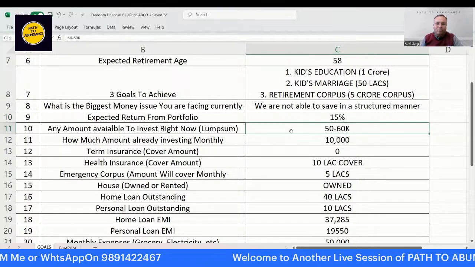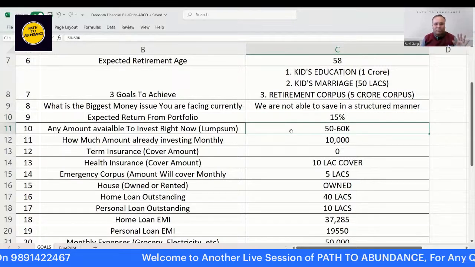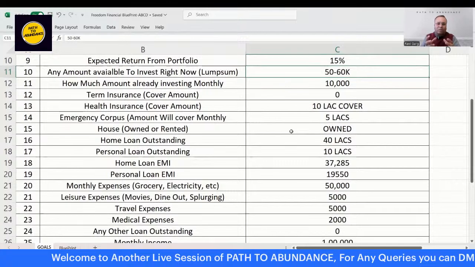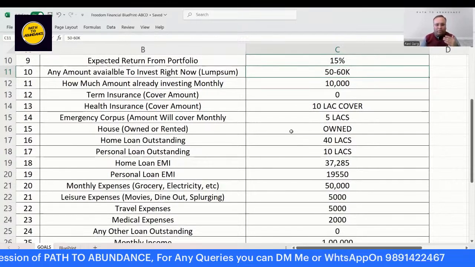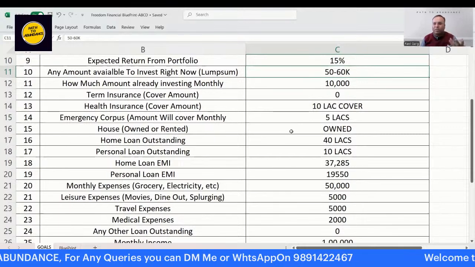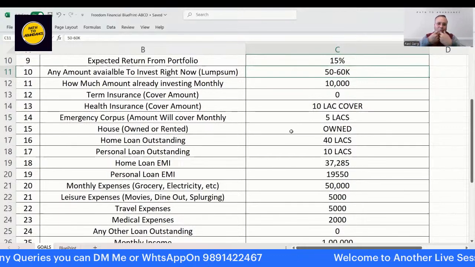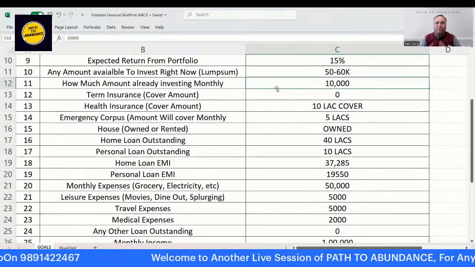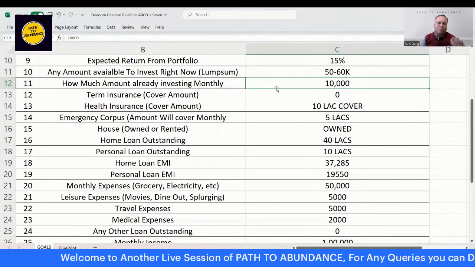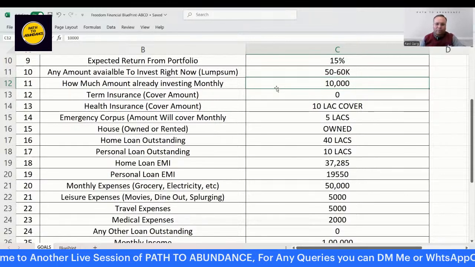Any amount available to invest right now, lump sum? Most of them say 50 to 60,000. This depends upon your capability. Are you able to save or not? If you are able to save, then how much? The more you save, the more return you will get. How much amount are you already investing monthly? 10,000, 20,000, 30,000, whatever the amount, you can do it.